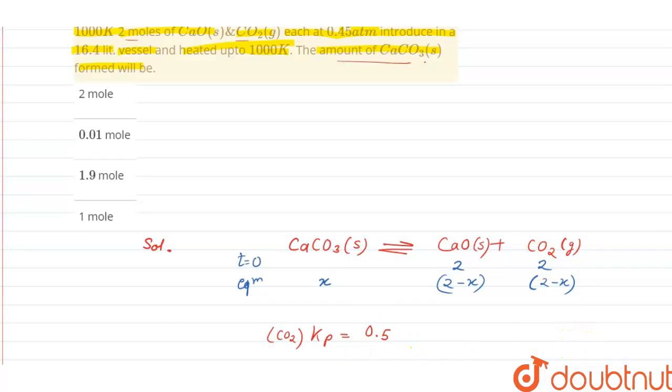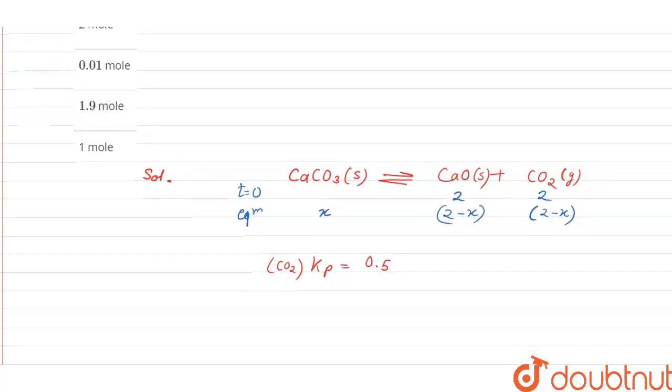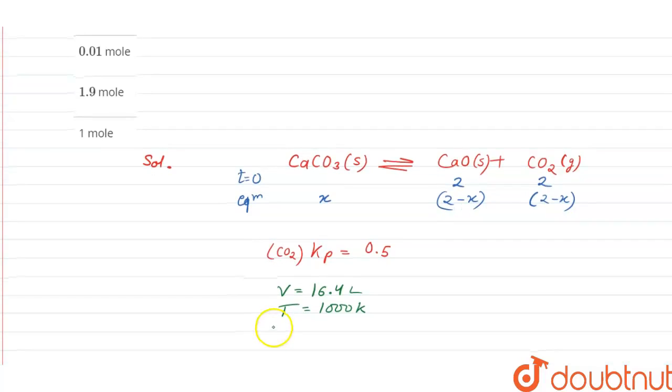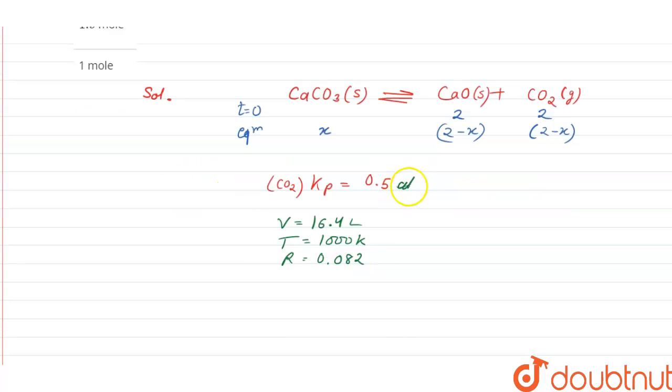So we are given here the Kp value, then temperature is also given to us, then we also know the volume. So let's write all these values here which are given in our question. That is, volume is 16.4 liter, then temperature given is 1000 Kelvin. Then we know the value of R, that is 0.082, okay, and we know the pressure, that is 0.5 atmosphere.